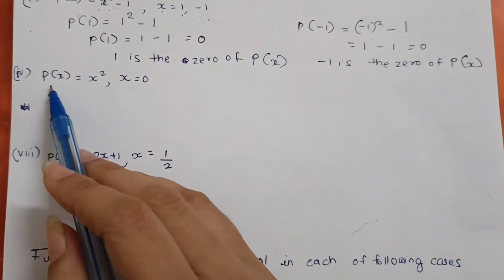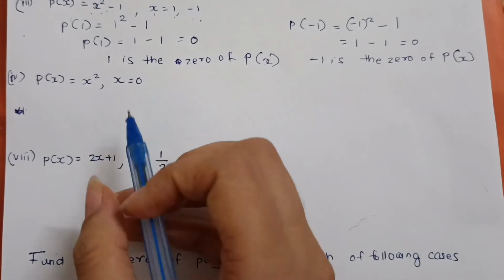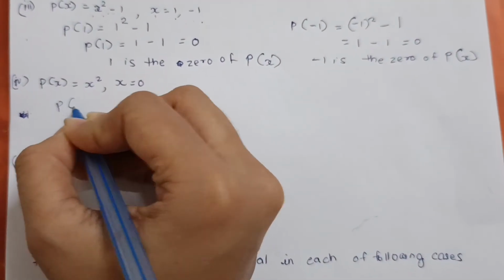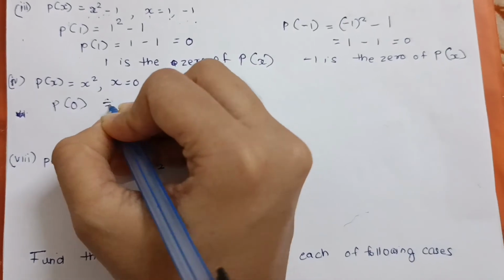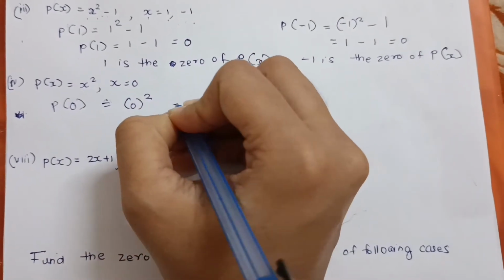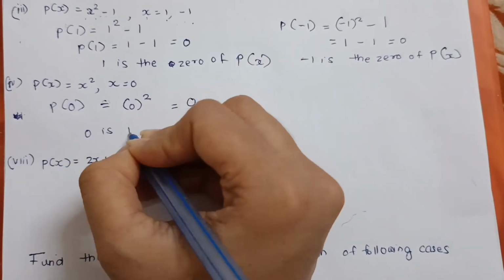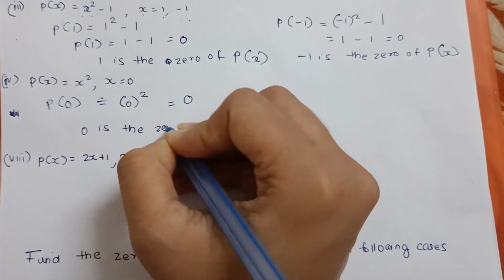Question 4. P(x) is equal to x square. Here the x value is 0. So P(0), x value is 0. So 0 raised to 2. So the answer is 0. So 0 is the zero of the polynomial.